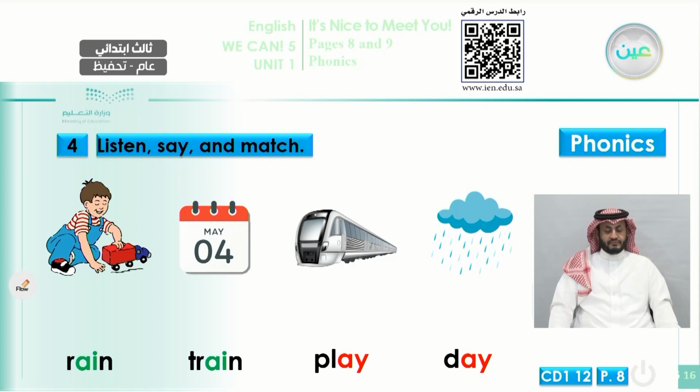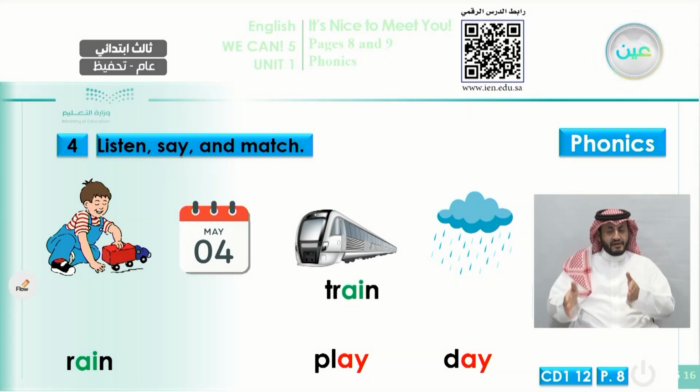Okay, now we also move to the rest of this exercise. Number 4, listen, say, and match. Also, we need to match the words with the pictures. Let's go to the first one here. Which one is a train? Here is the train. Which one is the rain?